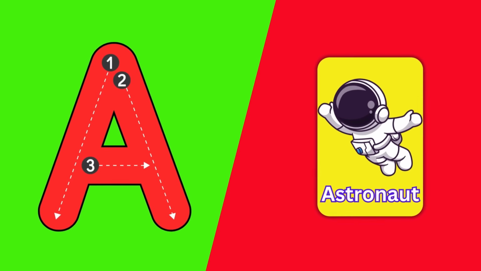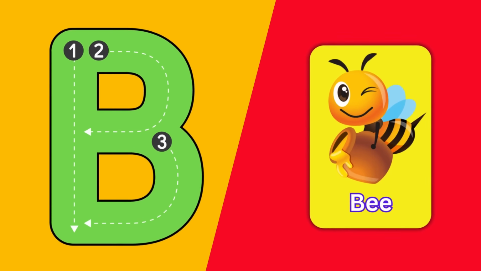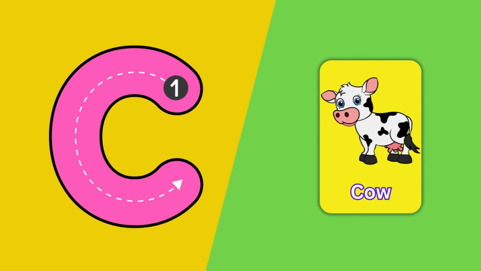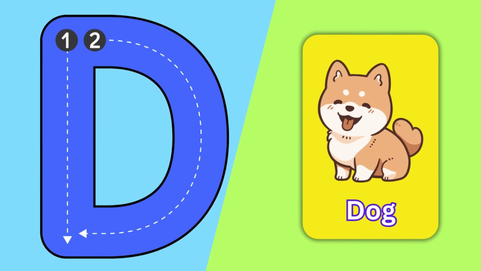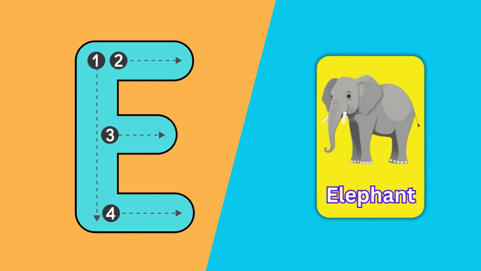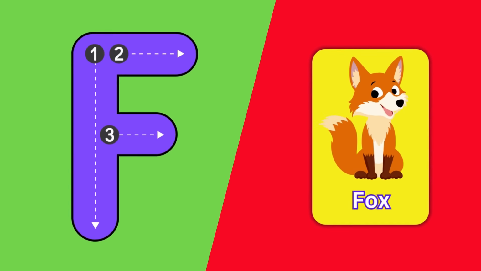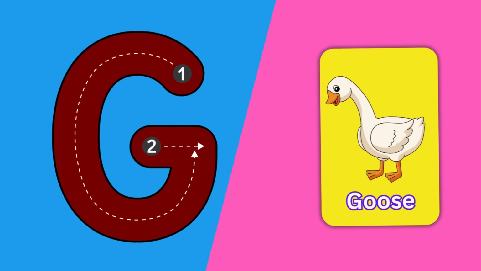A is for astronaut. B is for bee. C is for cow. D is for dog. E is for elephant. F is for fox. G is for goose.